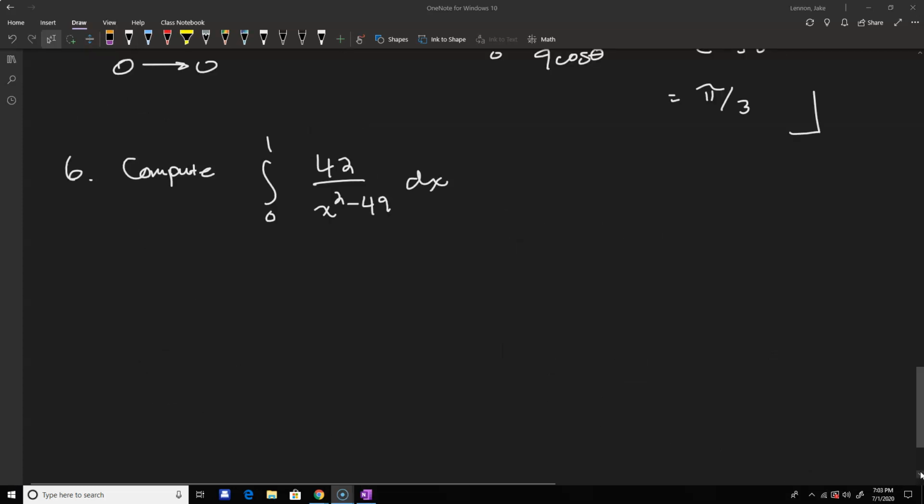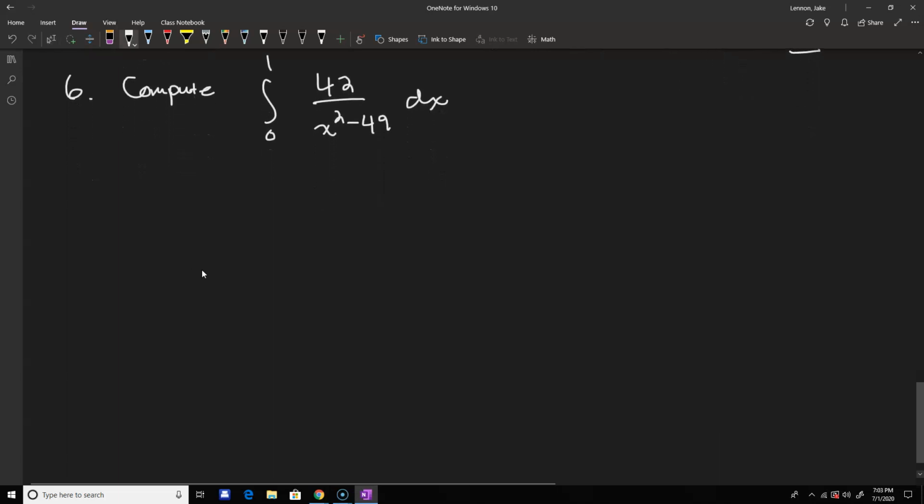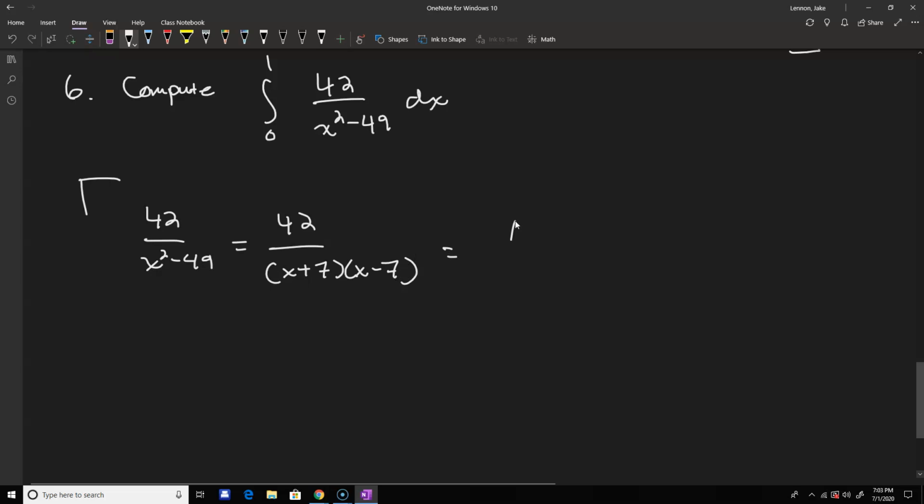Okay, so for number 6 right here, what we have is a partial fractions decomposition. So remember what we want to do is we want to take this 42 over x squared minus 49 and factor it, which looks like 42 over x plus 7 times x minus 7. And we want to write that as some A over x plus 7 plus some capital B over x minus 7. So what we do is we basically multiply both sides by x plus 7 times x minus 7, and we end up with 42 equals A times x minus 7 plus B times x plus 7.